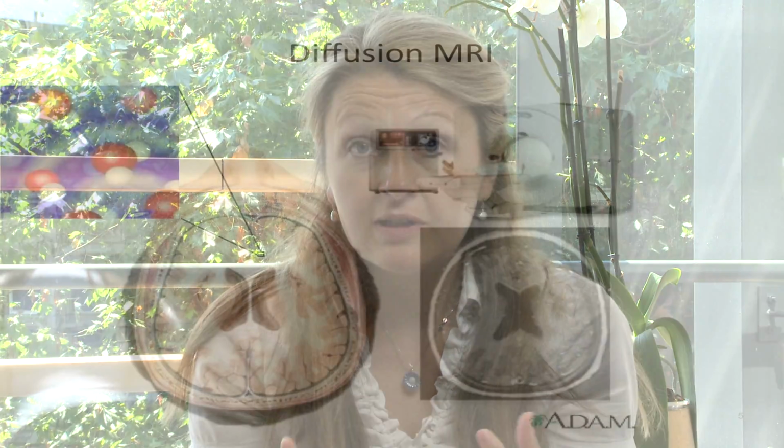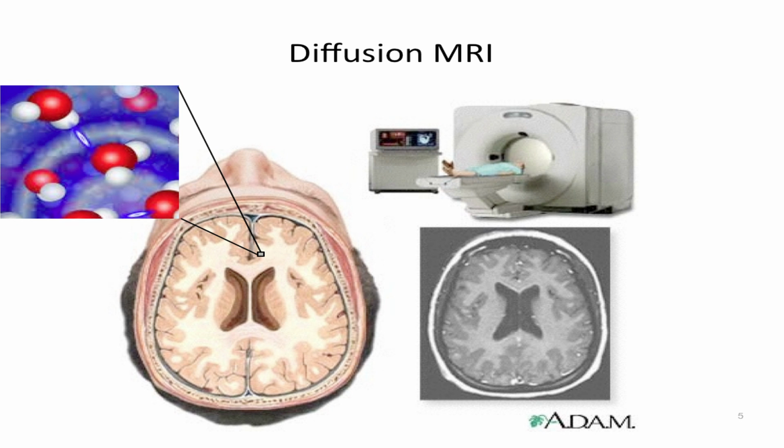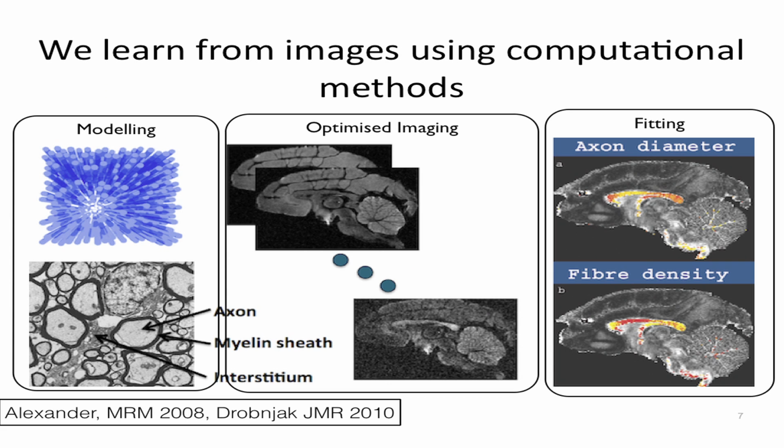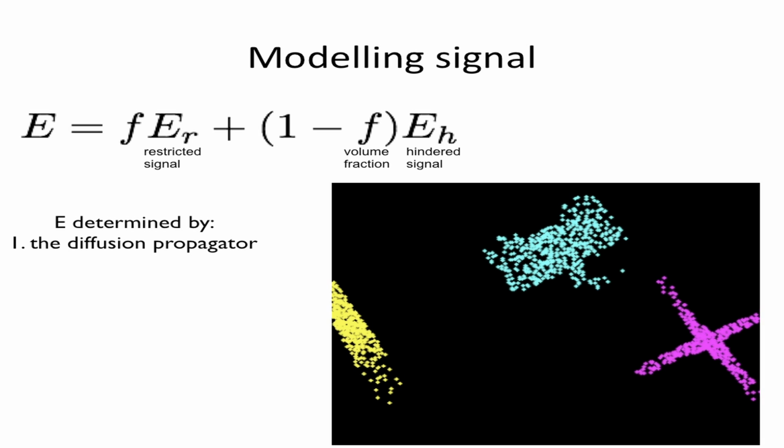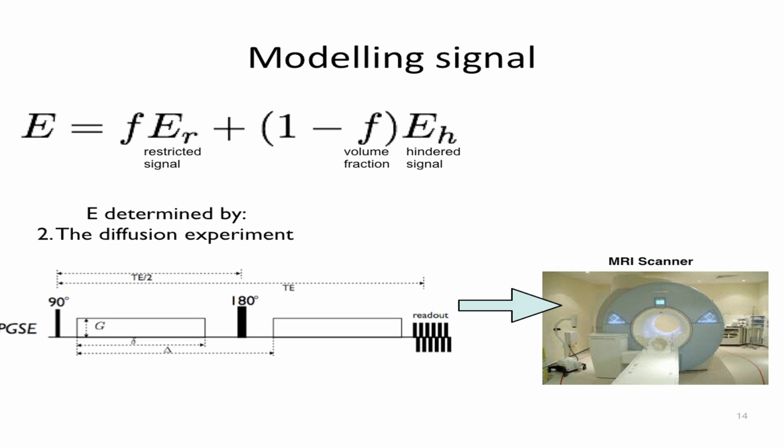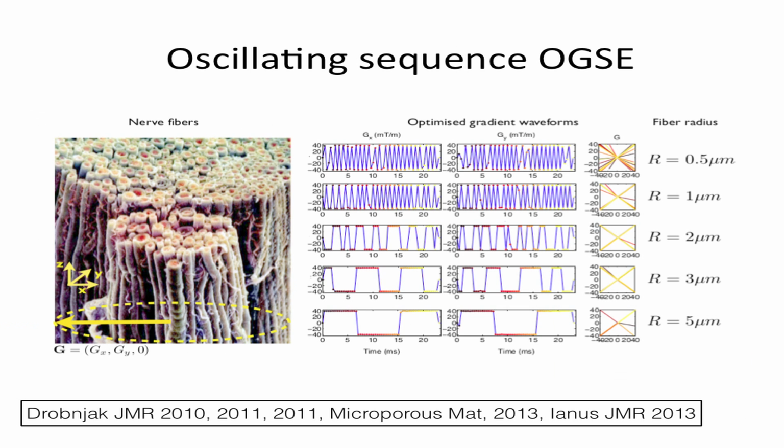So in order to estimate microstructure parameters, we firstly develop a sequence that we use on the scanner by using very sophisticated optimization tools in order to maximize sensitivity of the signal to the changes in the microstructure. Then once we obtain the signal, we use models, like tissue models and signal models, to fit to the actual data and try to estimate these model parameters such as axon diameter, volume fraction.